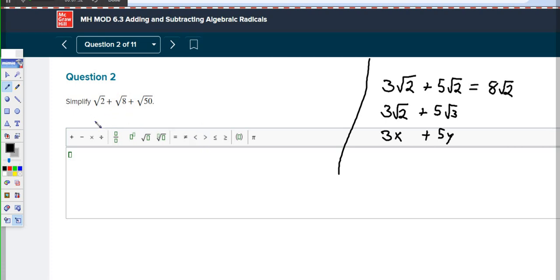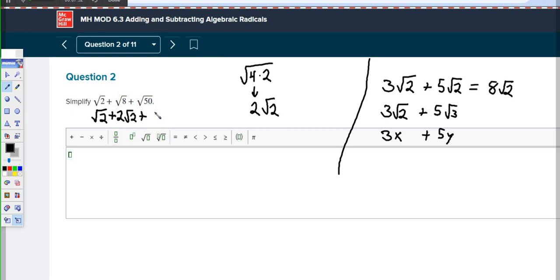So square root of 2 doesn't get any simpler than that. We'll leave that as square root of 2. Now, square root of 8. Right? Square root of 8, that's square root of 4 times 2. We know the square root of 4 is 2. And then we have that square root of 2 left under the radical. So square root of 8 is the same thing as 2 square roots of 2.